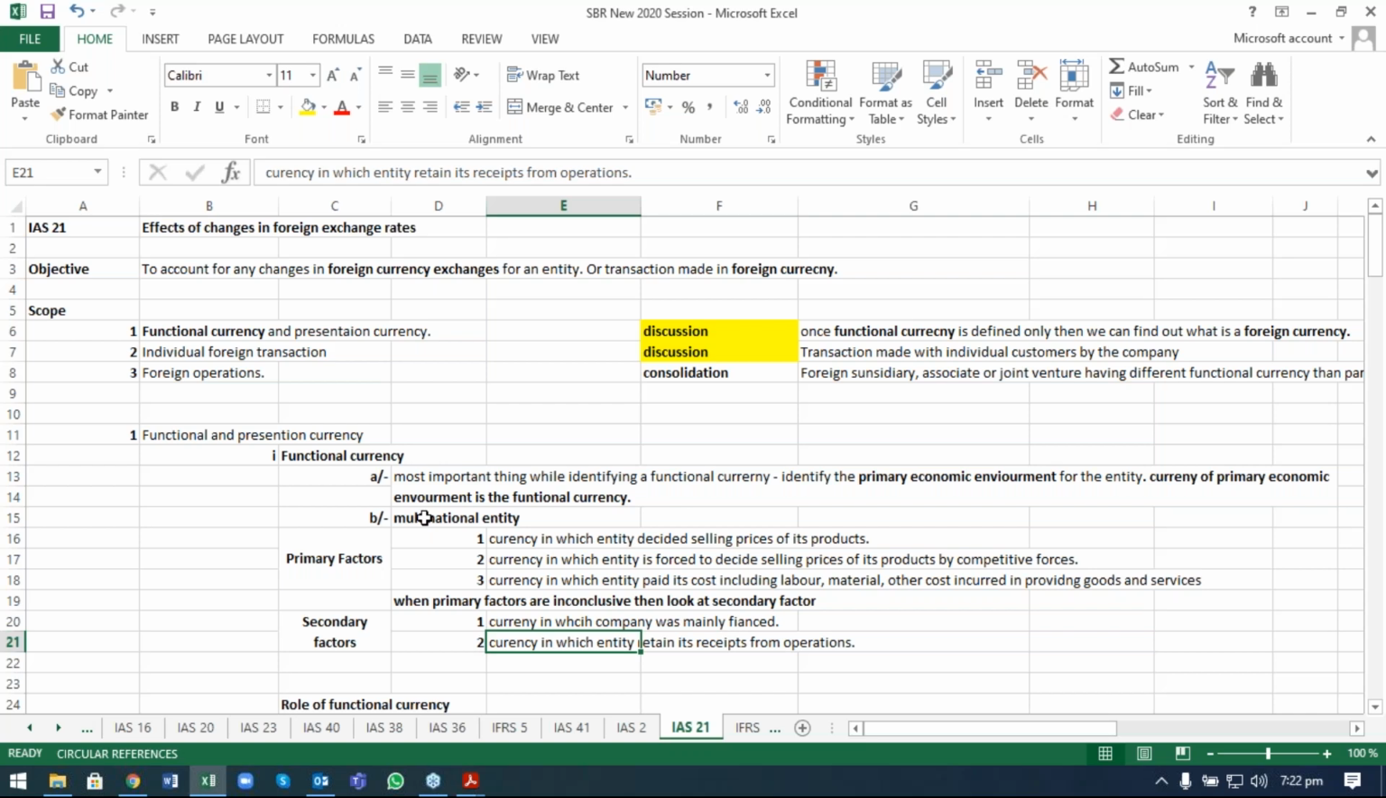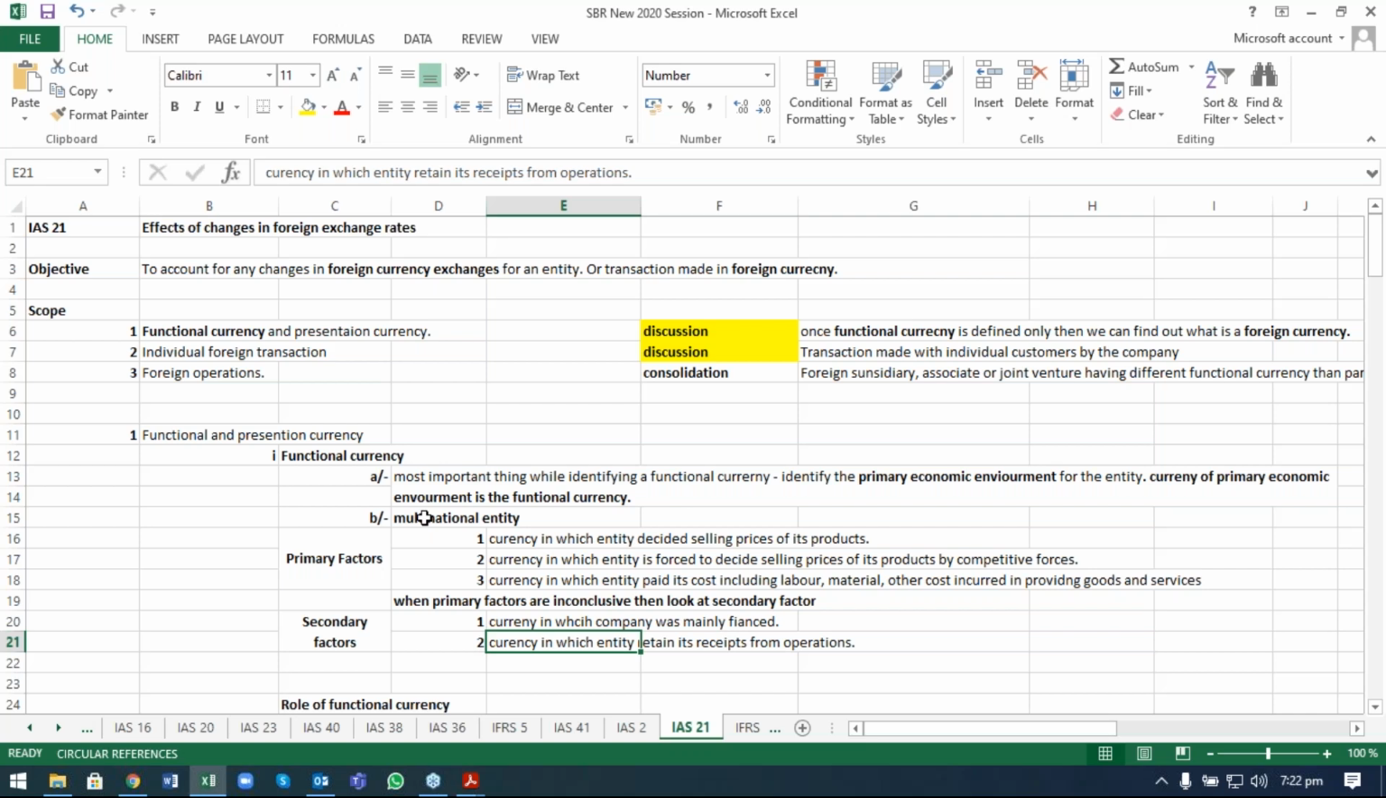The second secondary factor applies if you're not able to identify the main financing currency. For example, the company has obtained three loans: one in dollars, one in yen, and another in dinars. So we cannot identify which one is the most important currency in which the company actually got finance. The next secondary factor is the currency in which the entity retains its receipts from operations.